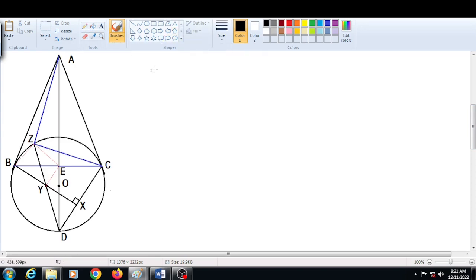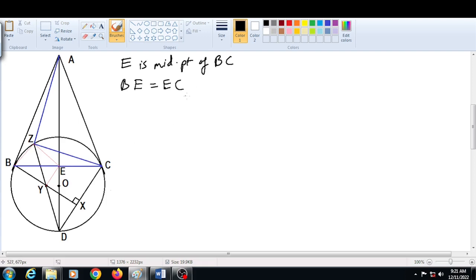So first we notice that E is the midpoint of BC. Therefore BE is equal to EC. And we argue E is the midpoint of BC by symmetry. This is true by symmetry, so I will not prove that E is the midpoint of BC. It is quite obvious from symmetry that E is the midpoint of BC.